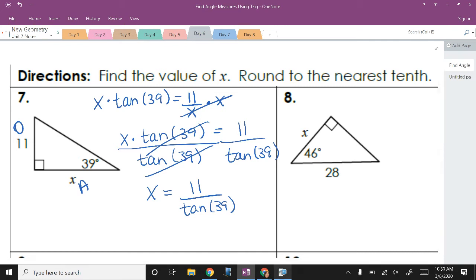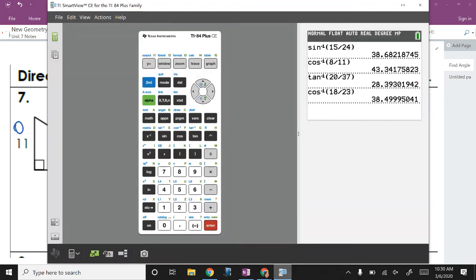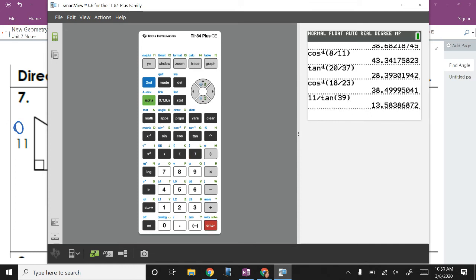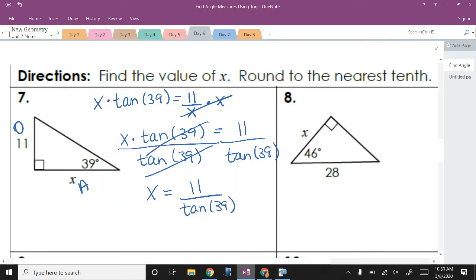So, calculator, what do we type in? 11 divided by tangent of 39, close parentheses, hit enter. What are we getting? Approximately 13.6. So x is approximately 13.6. Do we put degree signs on this? No, because x is a side of a triangle, it's not an angle. You only put degrees on angles. Got it? Any questions on that one?